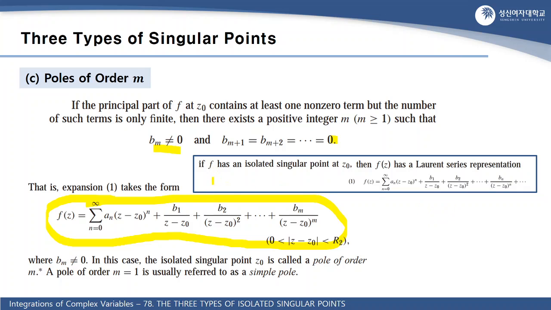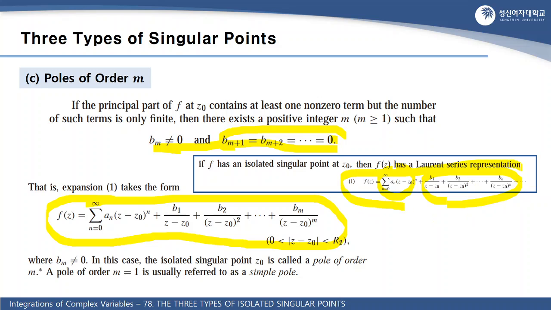because if f has an isolated singular point at z0, then f of z has a Laurent series representation like this, given by this formula: positive powers plus negative powers part. With this condition, the infinite number of b_{m+k} are all zeros.